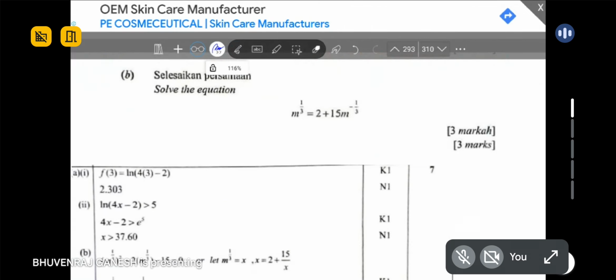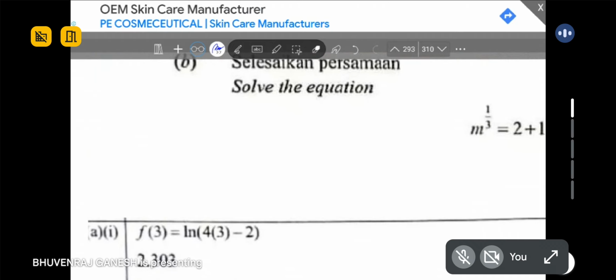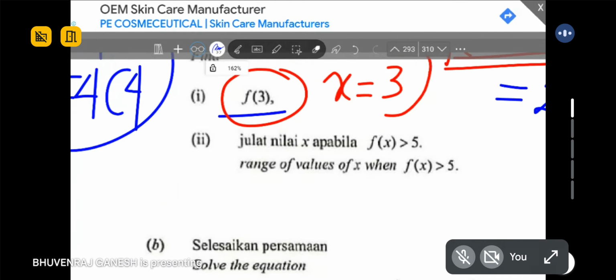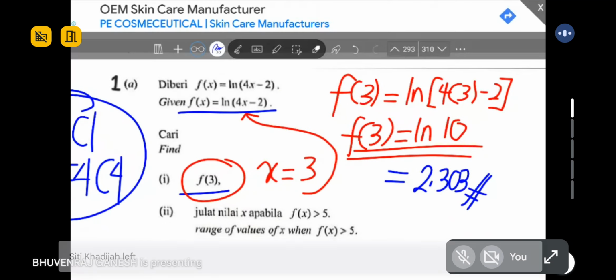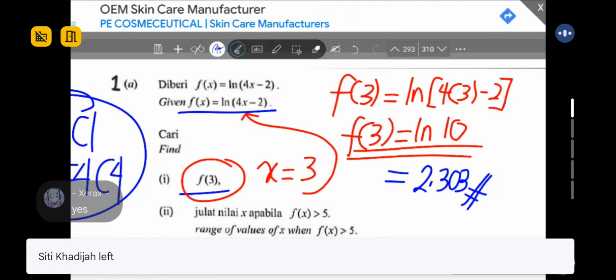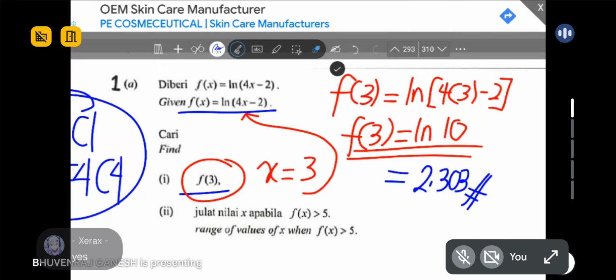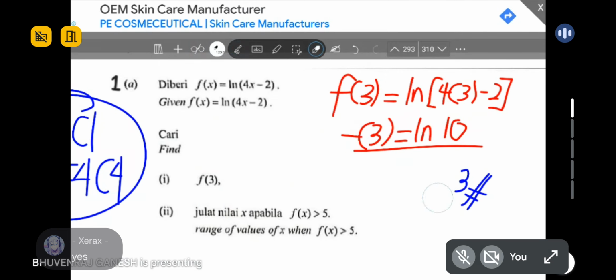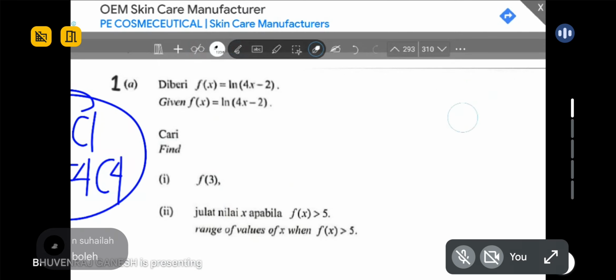Alright? Okay, so you can see over here. So you see the answer is 2.303. Okay? Understand, guys? Question A1, boleh faham? A1, are you clear? So this is how you solve the basic one lah. This one consider very, very simple. Sangat mudah.